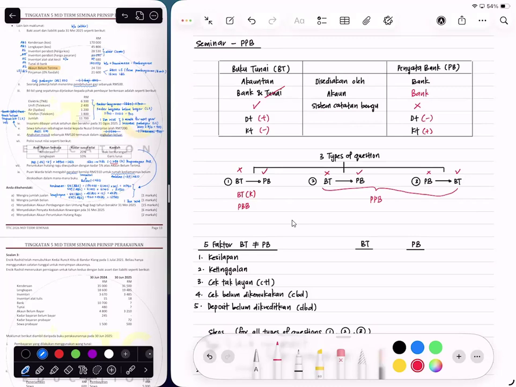Okay, then the last part, before we go through the questions, we got totally 5 factors, 5 reasons to make your buku tunai penyata bank different. The first one, kesilapan. And this kesilapan, I will put a star here because kesilapan is the only thing that will be shown in penyata bank and also buku tunai. It will be something like this. Buku tunai may be recorded 50, but we recorded 500 in penyata bank. Then we need to do correction.